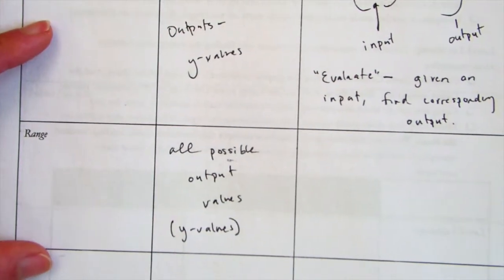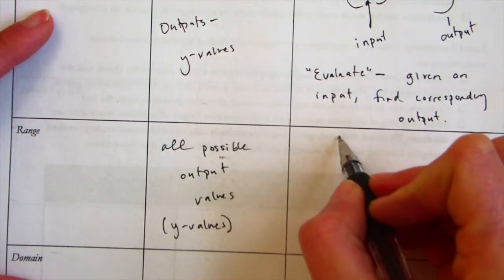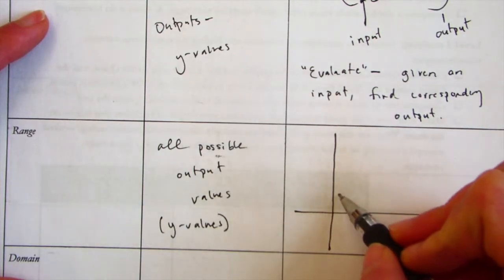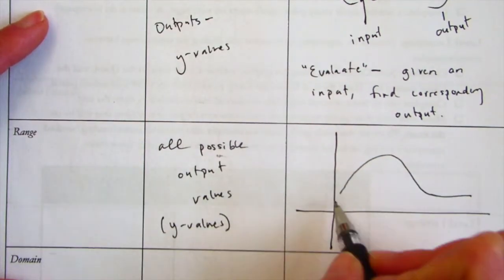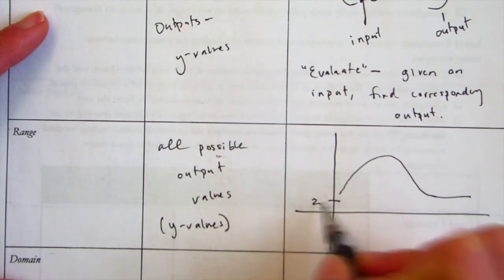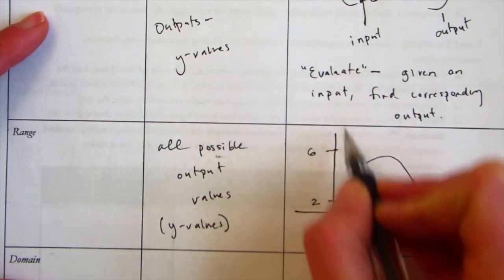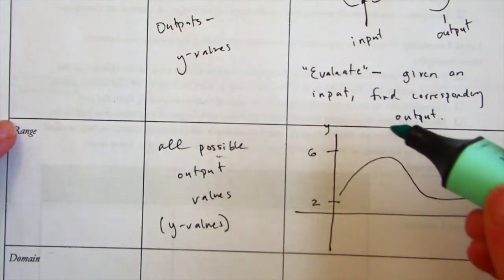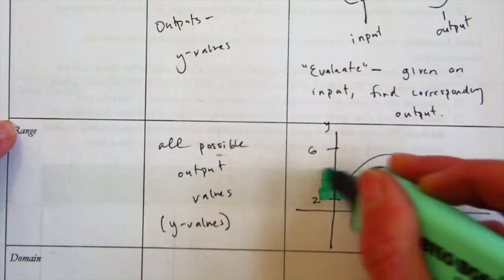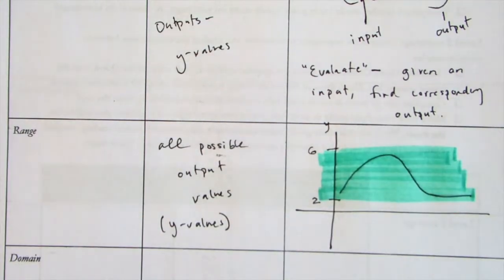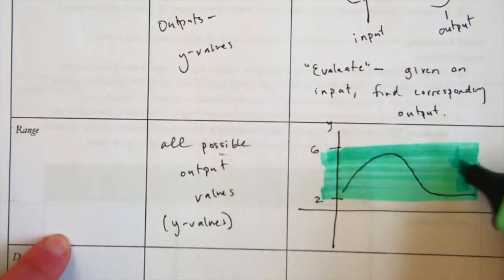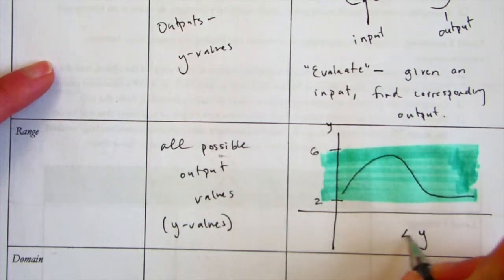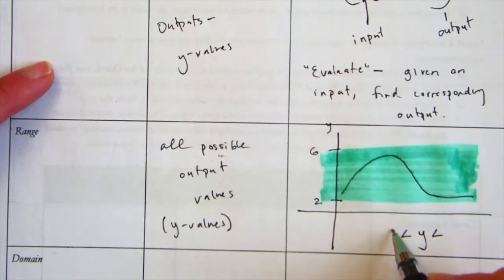And range on a graph, like on your quest, you had a question that was like some sort of graph, and the lowest point was 2, I believe, and the highest point was 6 on the y-axis. Therefore, you can conclude the range is between the y values of 2 and 6. So range is always going to be in terms of y values. And the way we would write that with inequality symbols is y is in between 2 and 6.